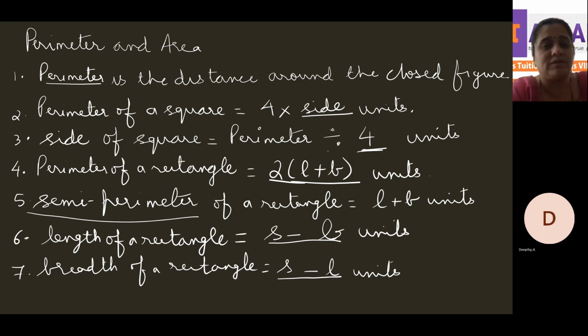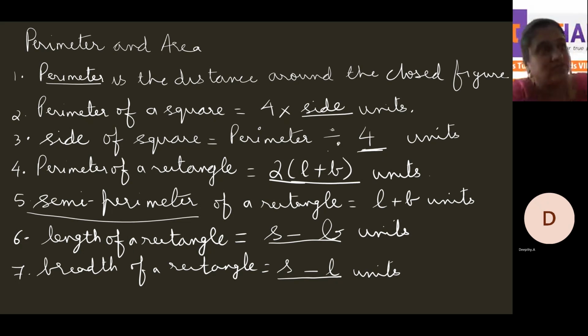So the length of the boundary of a closed figure, or the distance around the closed figure, is called the perimeter, correct? Okay. And when you take a square, perimeter of a square is equal to 4 into side units. We know that, or 4a, or 4 into side units.